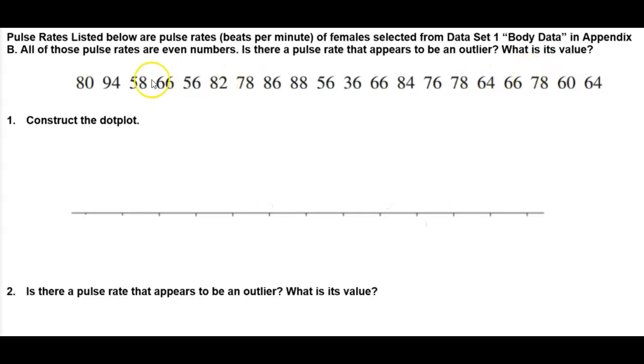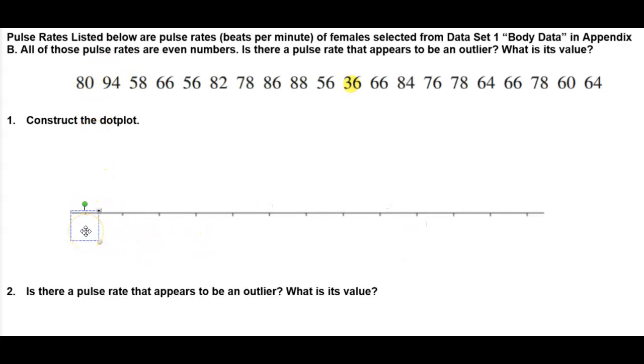Okay, well, let's figure out what is the lowest value in the data set. We can see here that 36 is the lowest value. And then the highest data value in the data set is 94. So that means we probably want to go from about 35 to maybe 95 or 100. So we're going to go in increments of 5.